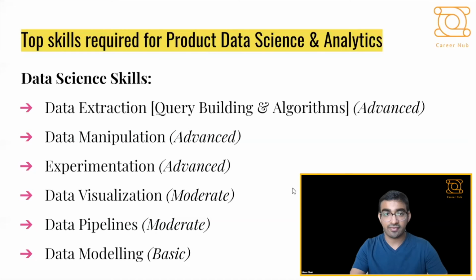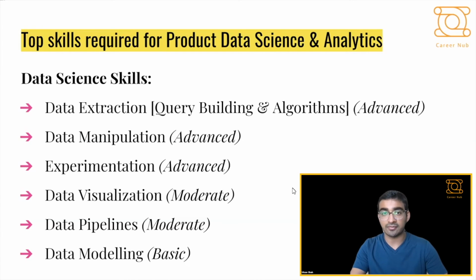Let's look at the top skills which are required for a product data scientist or analyst. Here are the core data science skills which would be required. First, data extraction. This includes query building and algorithm writing. Second, data manipulation. Third, experimentation. Fourth, data visualization. Fifth, data pipelines. And sixth, data modeling. Don't worry if you're not aware or you don't have deep expertise in any of these skills. We are soon going to start a video series explaining each of these in detail.